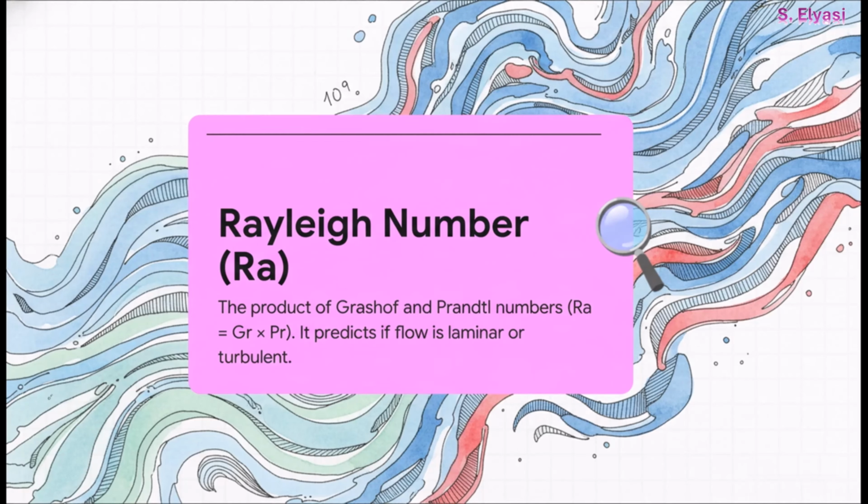Or is it going to be a chaotic, swirling mess, which we call turbulent? For a vertical plate, the magic number is around 10 to the ninth. Below that, it's laminar. Above that, it gets wild.